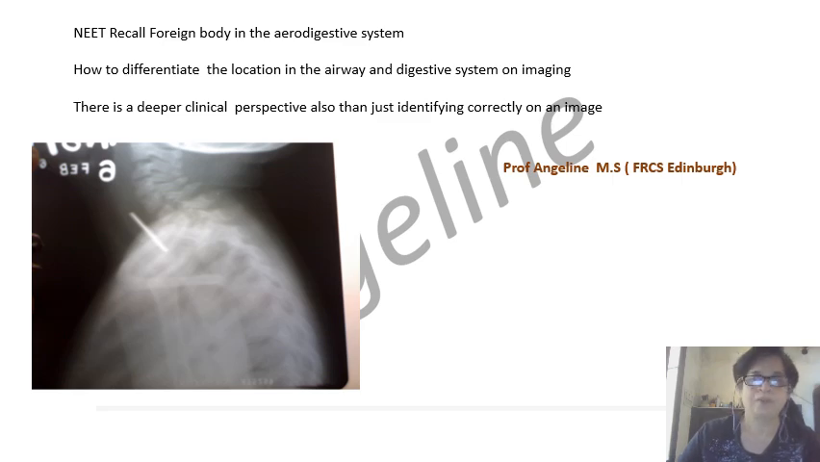Good day, welcome back. This is one more NEET recall. It's about a foreign body in the aerodigestive system. How do you differentiate the location, whether it is in the airway or in the digestive system on imaging? Because that is what you need to know in the NEET exam. And is there a deeper clinical perspective, or does it just stop with identifying correctly on a 2D image?